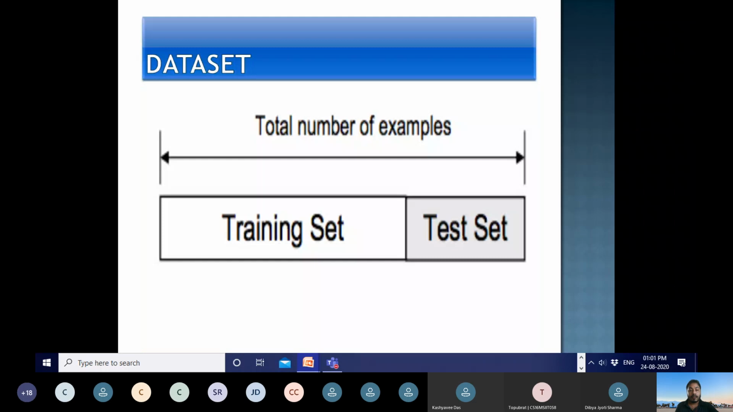See, this is the whole data set. Total number of examples that I have cited: 10 data points are there. Say training set is this one, and that will consist of 7, and test will consist of 3, right?